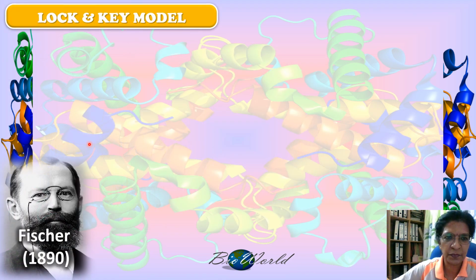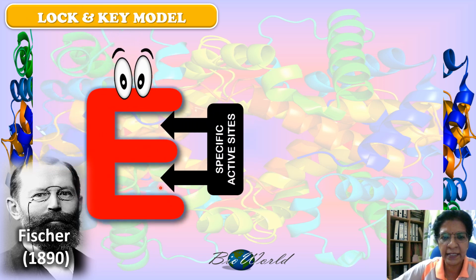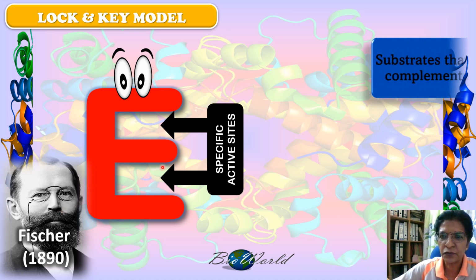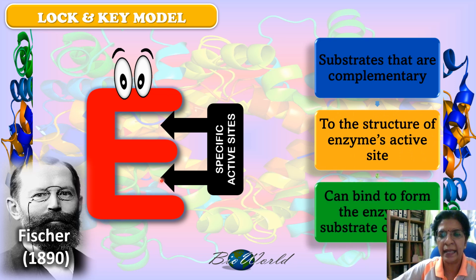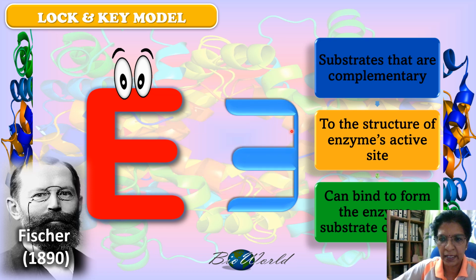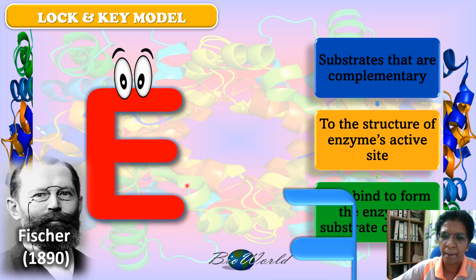To explain Fisher's model, let me use this as an example of an enzyme. As you know, enzymes have very specific active sites. So according to Fisher, the substrate must have a complementary structure to the structure of the active site so that it can bind to form an enzyme substrate complex. Now I'll show you an example of a substrate that seems complementary, but when it binds, you see, it doesn't really make a very perfect fit. Therefore, it will not be able to form an enzyme substrate complex.